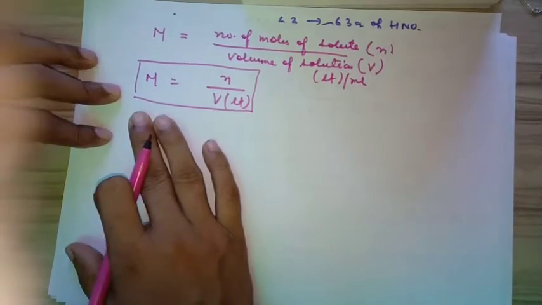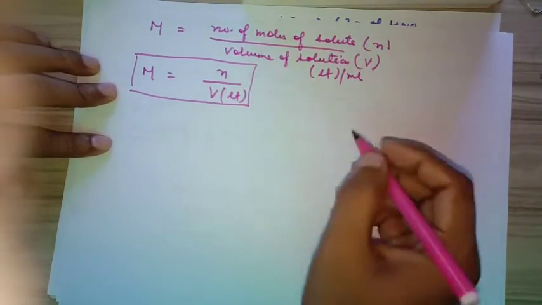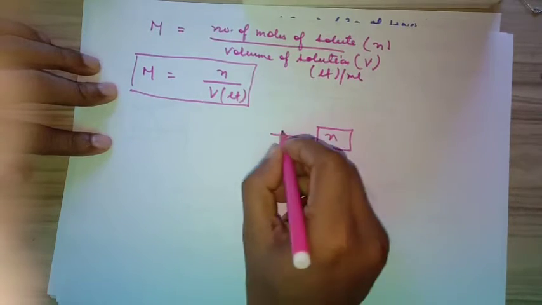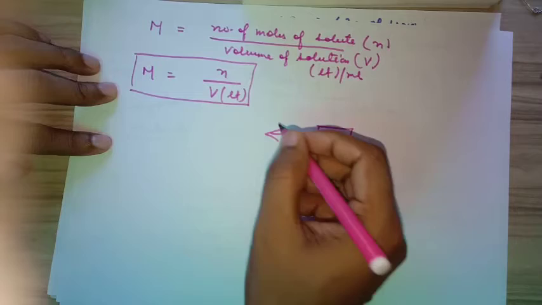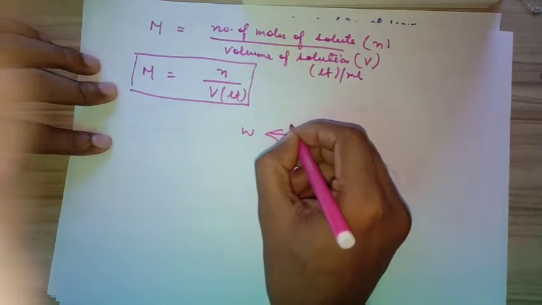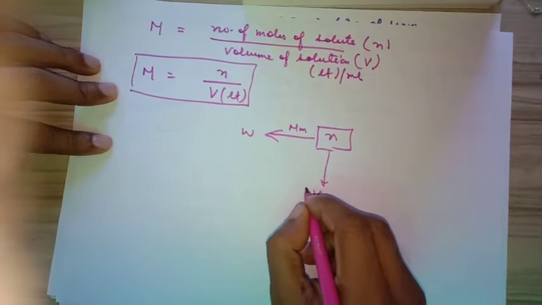Now how can we express it further? From our chart we know that number of moles can be represented in many more forms. Here it is W, that is weight or amount. Here it is molar mass, or here it can be volume of substance.